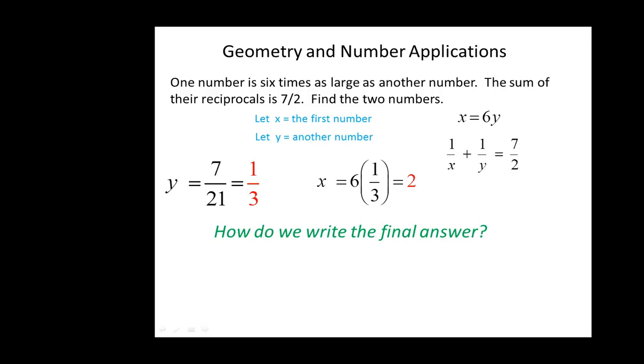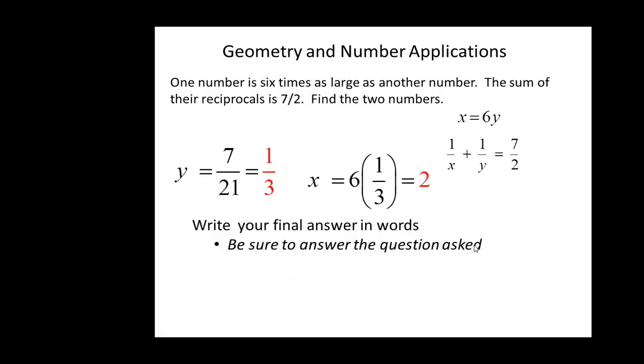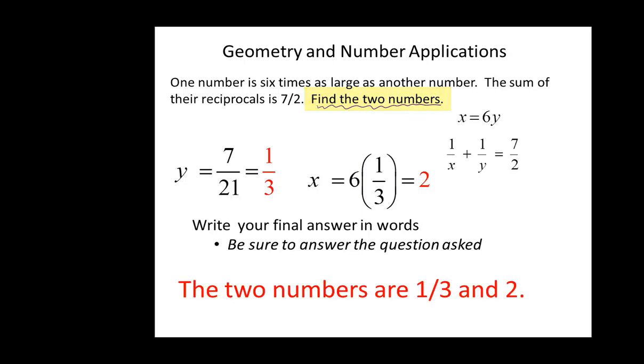Now what about our final answer here? x was not in the original problem. Really, x and y are not in the original problem. I did use x to find the solution, but x really shouldn't be part of the answer. I want to write my final answer in words. I want to make sure I'm answering the question that was asked. So since it said find the two numbers, here comes my answer. The two numbers are 1/3 and 2.